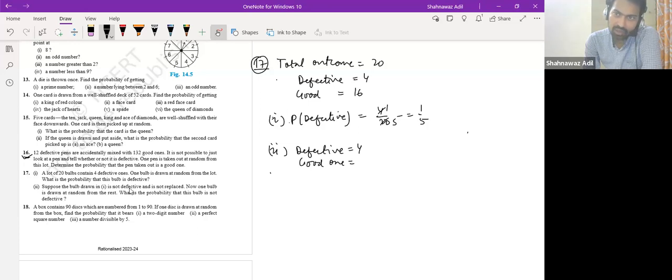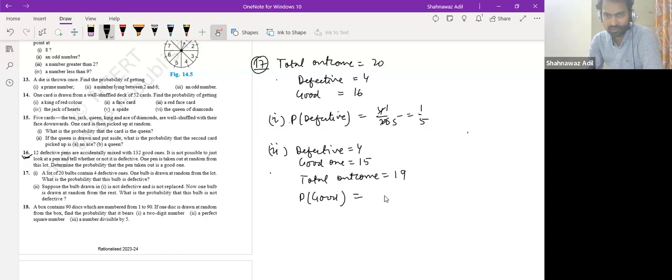Can you hear me? Yes, we can hear. Okay, good. So good ones, we have taken out 1, so 15. So total is now how much? 19. And then what is the probability that this bulb is not defective? So what is the probability of a good one? This is your question.